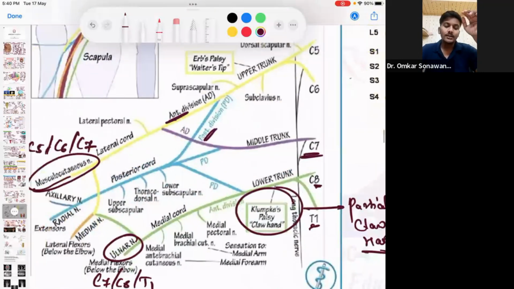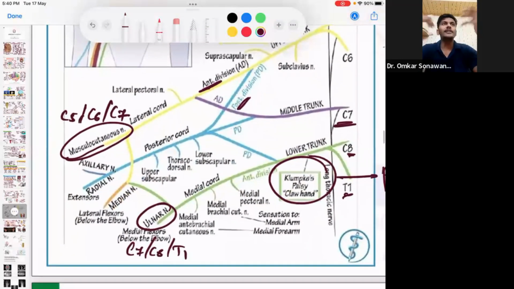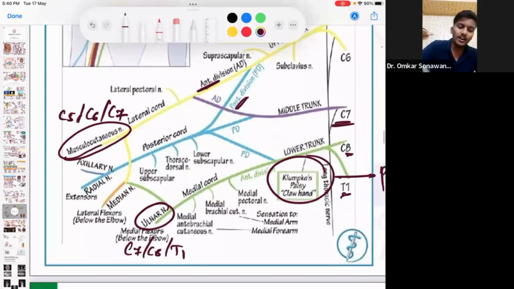After the divisions, these divisions will combine with each other and lead to the formation of cords. The cords would be present in the axilla, usually beneath the clavicle, and then usually the branches are present from the axilla onwards. Okay, no issues with this.